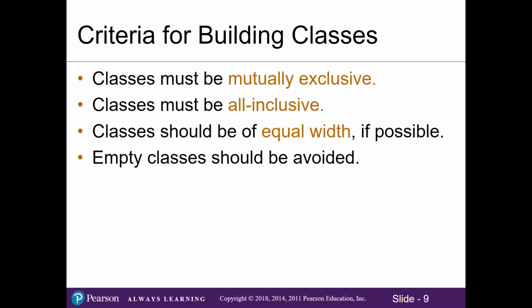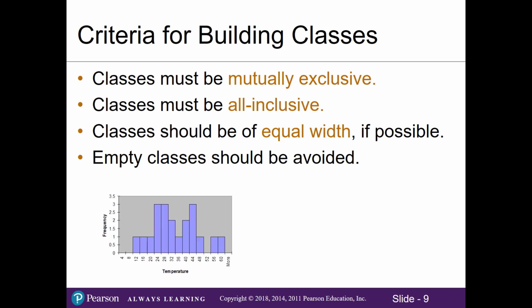In order to build classes, there are several criteria. You have to make sure that they are mutually exclusive in that they do not overlap. That way, an item that you're counting doesn't appear in multiple classes. They should also be all-inclusive so that our set of classes contains all possible data values and nothing gets left out. Classes should also be of equal width or distance, so the shape of the bars that we see are even, and there should be no empty classes.